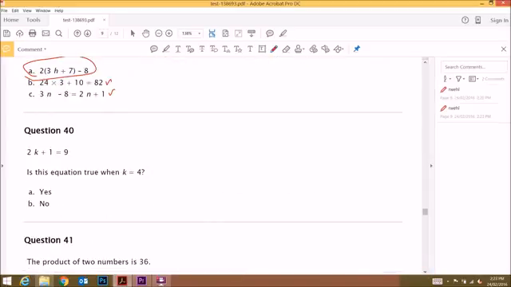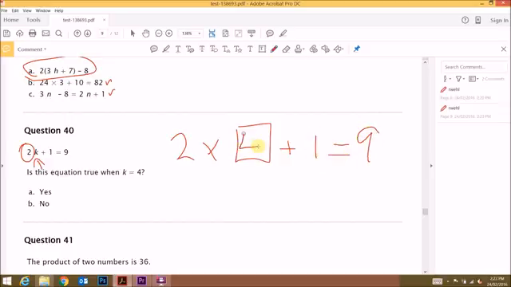Question 40. 2k plus 1 equals 9. Is this equation true when k equals 4? So I'm going to rewrite this and put in a box. Remember, when a coefficient is next to a pronumeral, it always means times. Then I'm going to put in the 4. 2 times 4 equals 8, plus 1 equals 9. So that means that it is true in that instance.